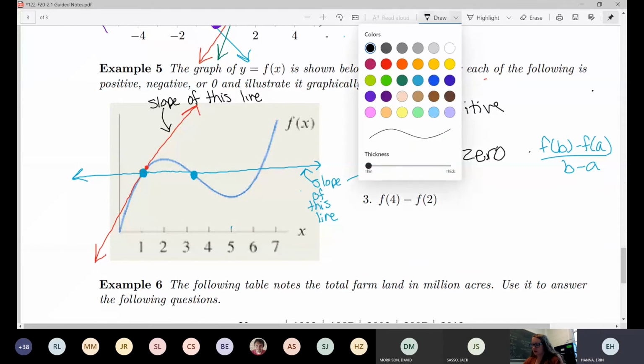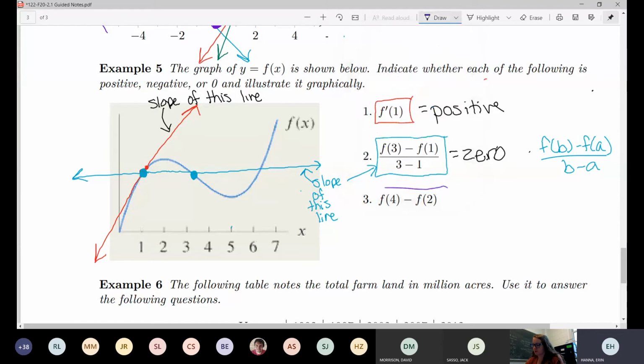And then I've got this last one. Now this one's a bit harder to see. It's not talking about a slope because it doesn't have the right setup to be a slope. It doesn't have a change in y over change in x. It's just essentially taking 2 values and subtracting them from each other. Well, let me find where those 2 values are on this graph.